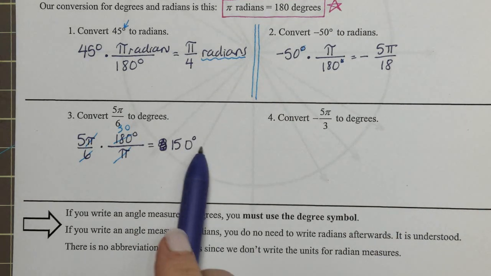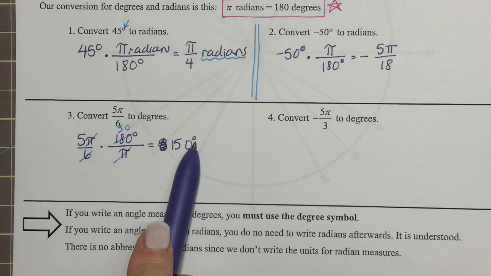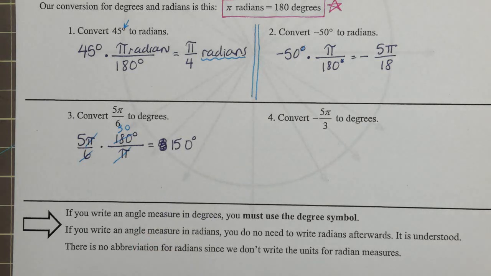Now, you must write the degree symbol. Otherwise, it's assumed to be radians, and we don't want radians. We want it to be degrees.